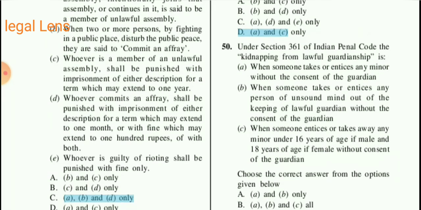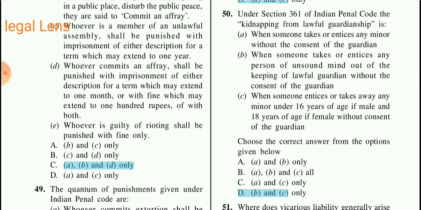Then question number 50, about section 361 of IPC, kidnapping from lawful guardianship. So that is: when someone takes or entices any person of unsound mind out of the keeping of lawful guardianship without the consent of the guardian. So that is the correct one. And the C: when someone entices or takes away any minor under 16 years of age if male and 18 years of age if female without consent of the guardian.